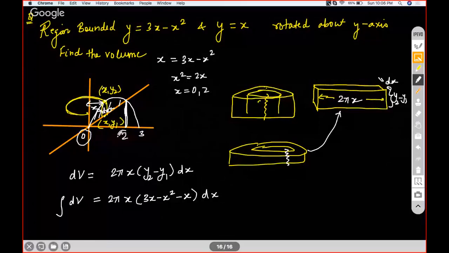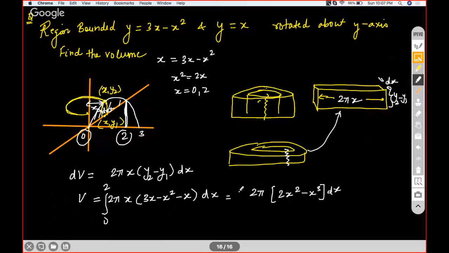Correct? So your answer will be: volume is equal to the integral from 0 to 2. Is that fine? So let's solve this. Your answer will be 2 pi times the integral from 0 to 2 of 2x square minus x cube.